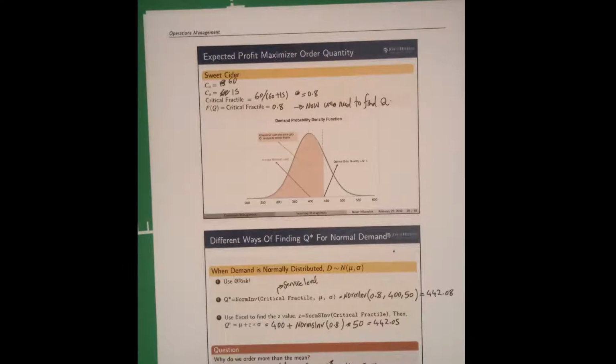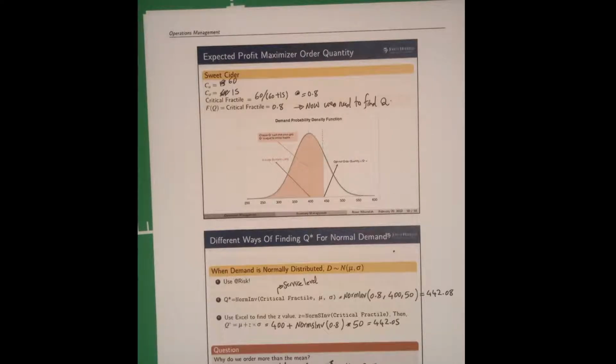Or 0.8. What does that mean? Let's have an intuitive explanation about that. What that means is that if you really want to maximize your profit or minimize your cost, you do not need to satisfy 100% of customers' demand. You just need to have enough inventory that is going to satisfy 80% of customers' demand. Why not shoot for 100%?